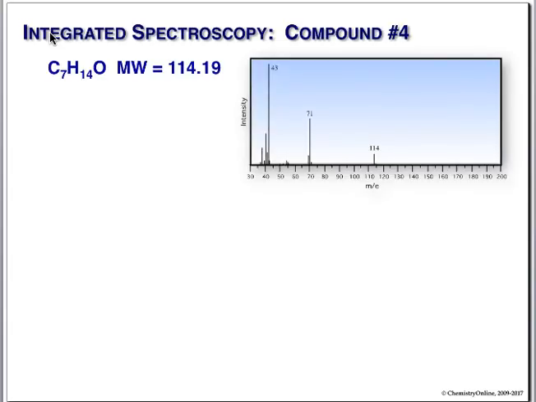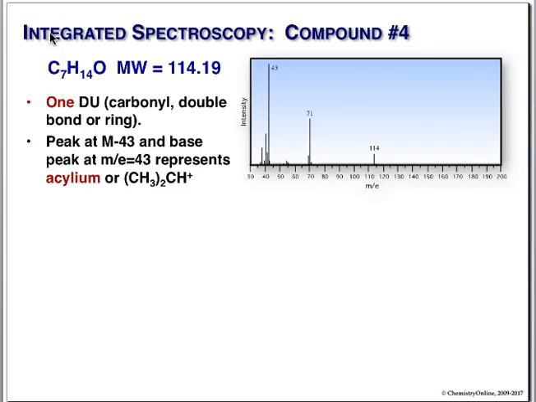All right, this guy, C7H14. That's 1 degree of unsaturation. We have an oxygen, so it could be a carbonyl. Again, could be a double bond, could be a ring. For our mass spec, we have our molecular ion, and we have an M-43. 43 shows up again down here. So again, this suggests either an acylium or isopropyl, one or the other.